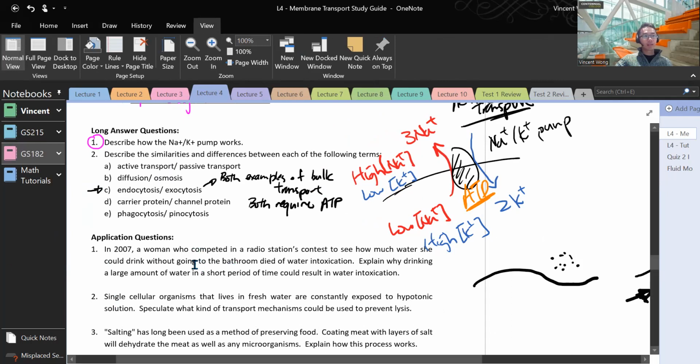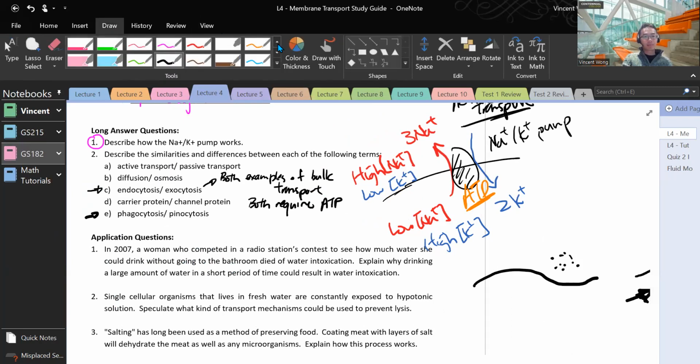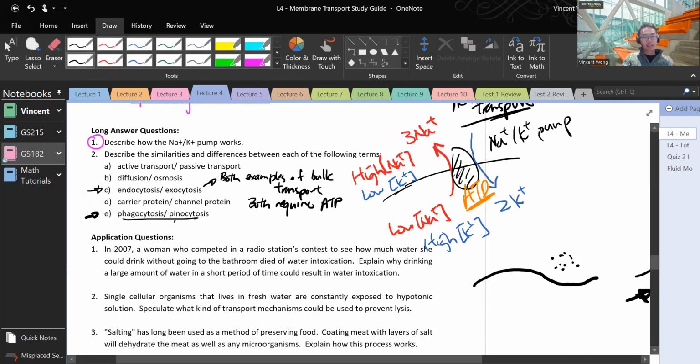Okay. Oh, E, sure. Phagocytosis and pinocytosis. Again, how are they different? They are both examples of endocytosis because you're bringing things in. Okay, both are endocytosis, and therefore they're both bulk transport. They both require ATP. Okay, but phagocytosis is to bring in solid particles, like you eat up a bacteria or something. That would be phagocytosis.